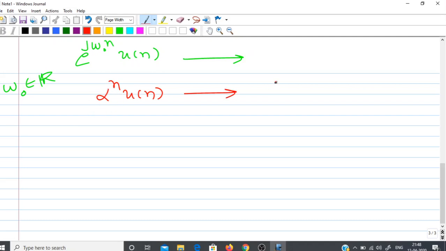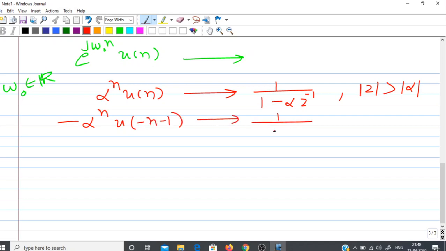Then the Z transform of this sequence we obtained was 1 upon 1 minus alpha z inverse with mod z greater than not alpha but mod alpha. Similarly, we saw the Z transform of minus alpha to the power n u[minus n minus 1] was 1 upon 1 minus alpha z inverse with mod z less than mod alpha, that we have done before. So now if we use this expression and we try to find out the Z transform of this sequence e to the power j omega naught n u[n].